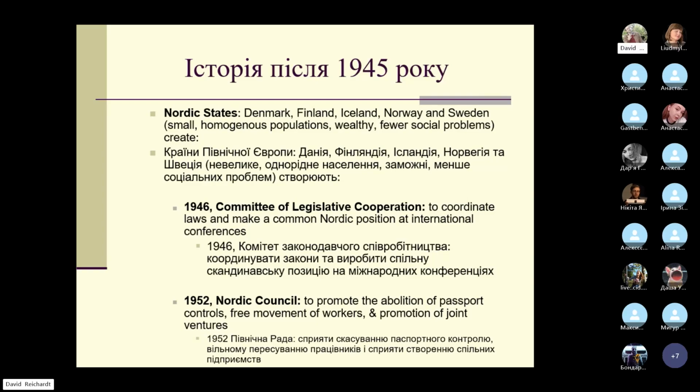In 1946, they get together, they start cooperating with legislative cooperation. They unify their legal systems, yeah? In 1952, they create the Nordic Council to promote the abolition, the canceling of passport controls, free movement of workers, and joint ventures with businesses can make projects together without any bureaucracy. So really you have two groups of countries that start cooperating. The Benelux, they start a cooperation, and the Nordic states, they begin. Again, the Nordic states, they speak a similar language. It's not completely similar, and they have similar cultures. So it's a little bit easier for them to cooperate.